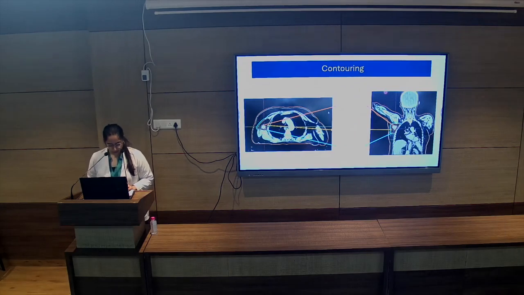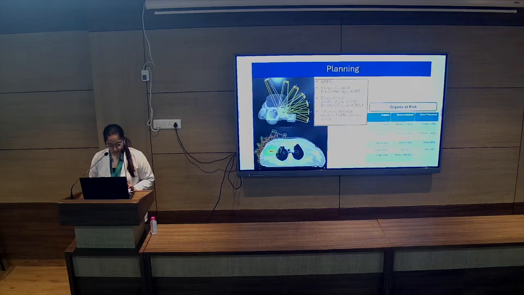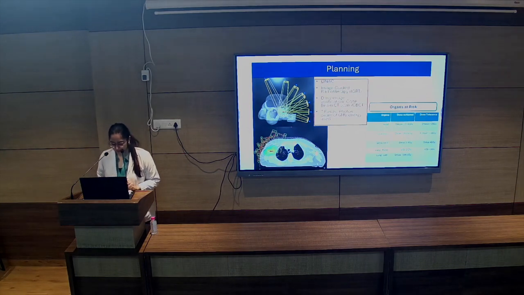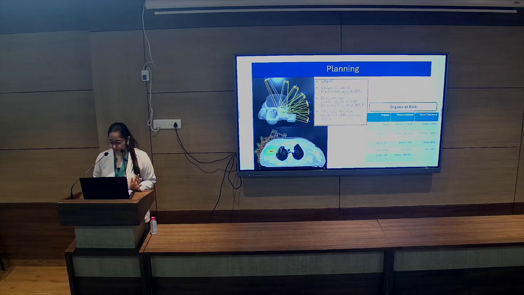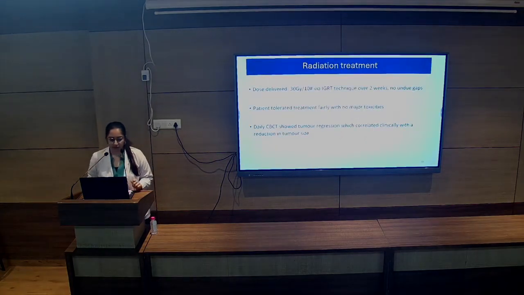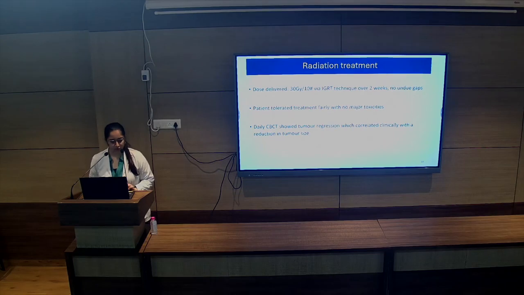On the scans obtained, we delineated the involved node and the axillary region. We planned the treatment on a linear TrueBeam accelerator using image-guided radiotherapy. 7 fields of 6 MV photons were used with daily cone beam CT verifications. Organs at risk were contoured and dose constraints were respected to limit toxicity. So, the patient did receive a dose of 30 Grays in 10 fractions over a span of 2 weeks. She tolerated the treatment fairly well with no major toxicities. Our daily cone beam CT verifications showed tumor regression, which correlated clinically with reduction in tumor size.